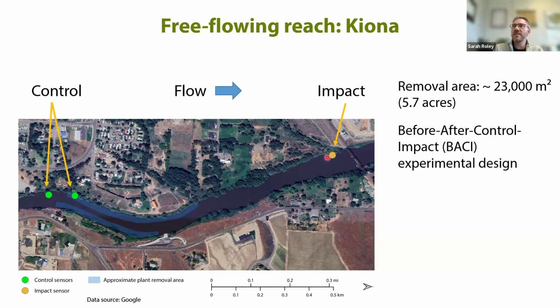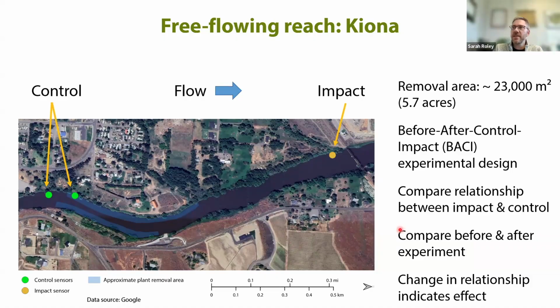What I did was use an experimental method called a before-after control impact experimental design. The conservation district removed about 23,000 square meters of plants across that area. We've got sensors downstream and upstream of that area. We compare the relationship between the impact sensors at the downstream site and the control sensors upstream, both before the experiment and after the experiment. If there's a change in that relationship, then it indicates that there was an effect.